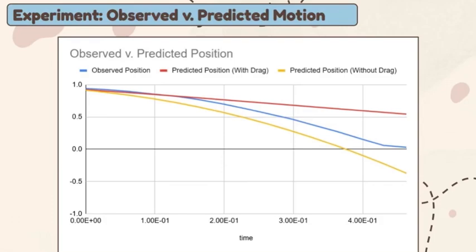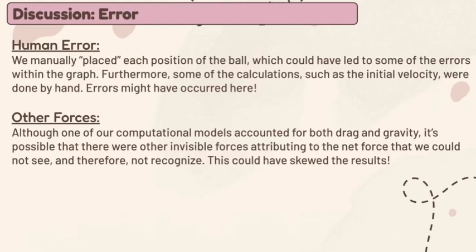None of them are exactly close, and this is likely due to error, but because the computational model including drag is more similar to the data from the Tracker app, we can see that drag does have an effect on the projectile motion of objects. Some mistakes could have occurred from the measurements or calculations that we ourselves took, and are thus due to human error. Furthermore, there are likely other forces acting upon the ball that we did not recognize or include in our calculations.